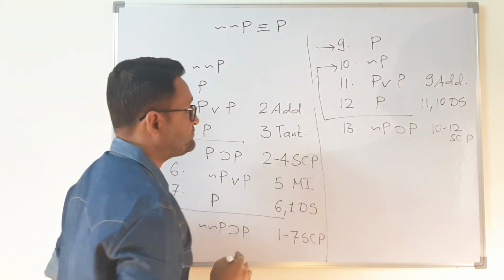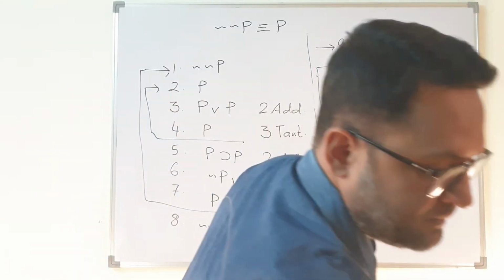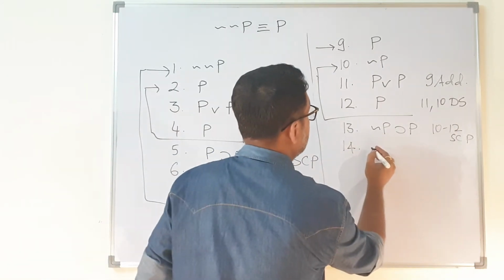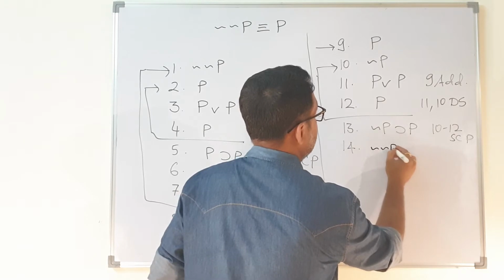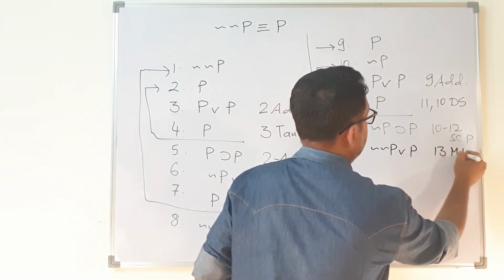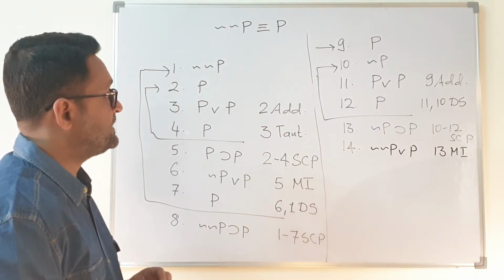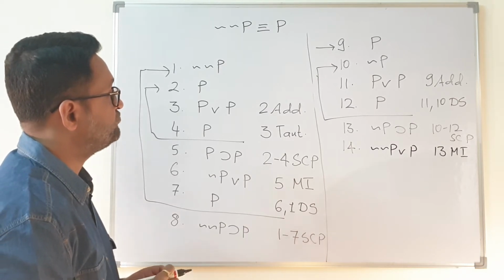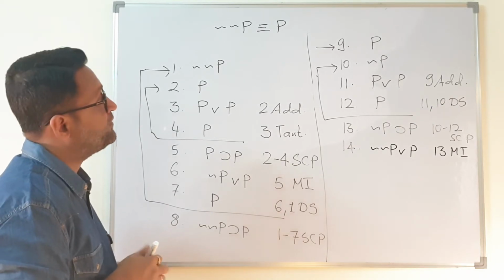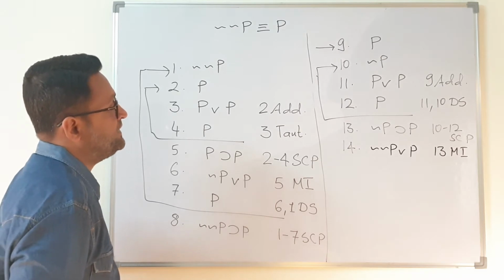Okay, fine. Now on line number 14, I will put this double negation P wedge P because of 13 material implication, right? Okay. Is it serving any purpose? It is also not serving any purpose, or is it serving any purpose? Because I need to create a double negation P from here.